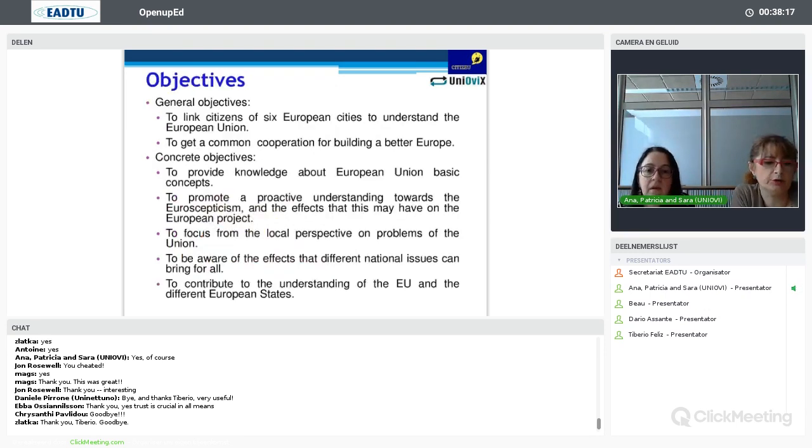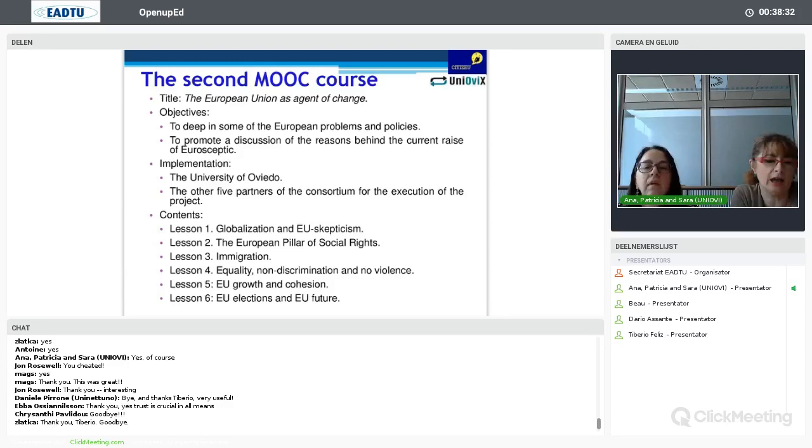The goal of this organization is to link citizens of 6 European cities to understand the European Union. We believe that this can produce a multiplier effect and territorial connection between different territorial areas, and finally, a common cooperation for building a better Europe.